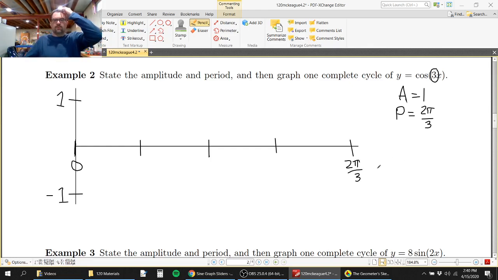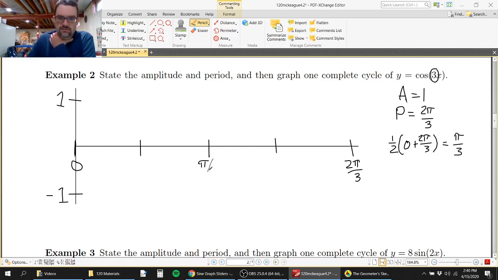All right, so what we're going to do to find this one is, well, it's halfway in between the beginning and the end. So we would do 1/2 of adding those two together, like so. And if you do that, you can cancel the 2, and you get pi over 3. There it is.